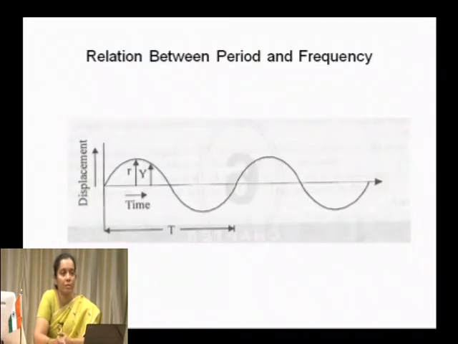This is the graph which shows the relationship between period and frequency. So, we have plotted a graph of displacement y versus time t. The time taken to complete one cycle is represented as the time period T. The number of oscillations completed in 1 second is called the frequency. So, using this graph we can show that the time period T is equal to 1 by n or 1 by f.